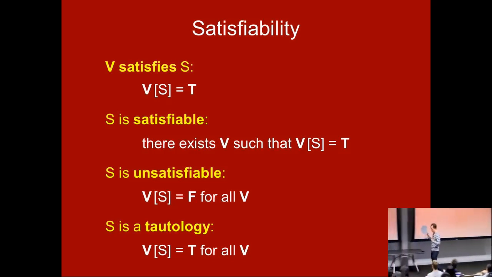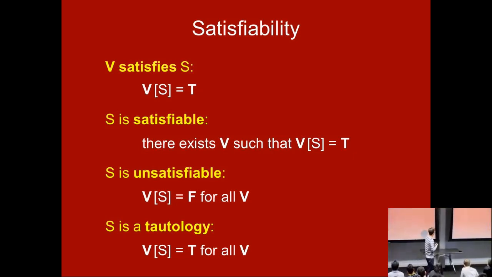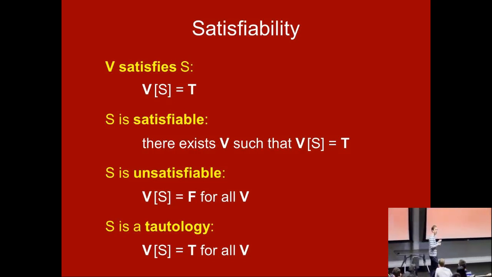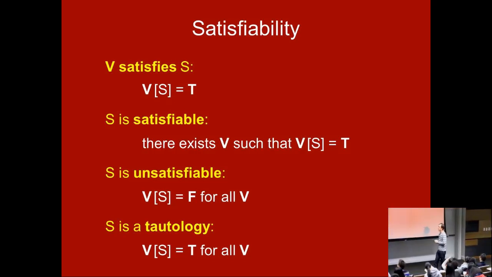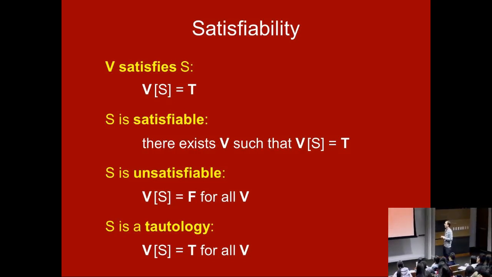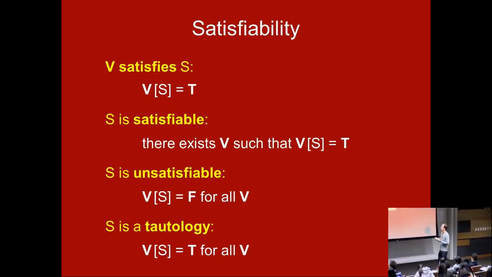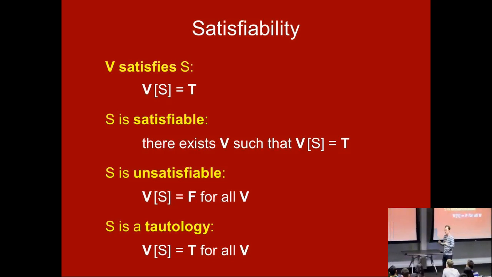Okay, so now we know what it means for a formula to be made true or false by a truth assignment. Now I have to give you a slide with multiple definitions of terminology on it. Sorry about that, but they're important. They're easy. It's kind of clear from the name. We say that a truth assignment V satisfies a formula S if it makes it true. Satisfies means makes it true. We say that S is satisfiable if there exists a truth assignment making it true. S is unsatisfiable if there's no truth assignment that makes it true, or every truth assignment makes it false.